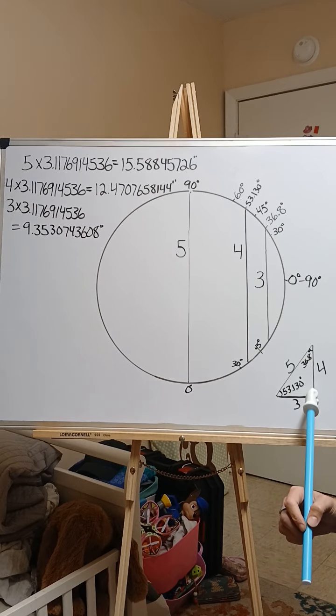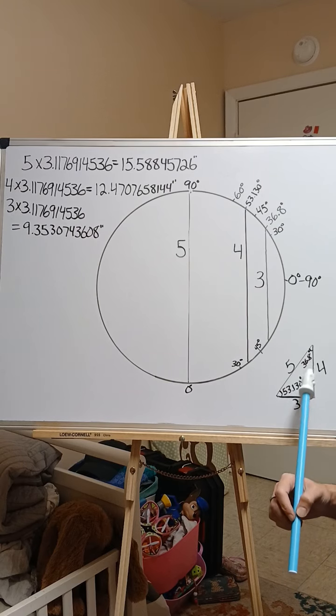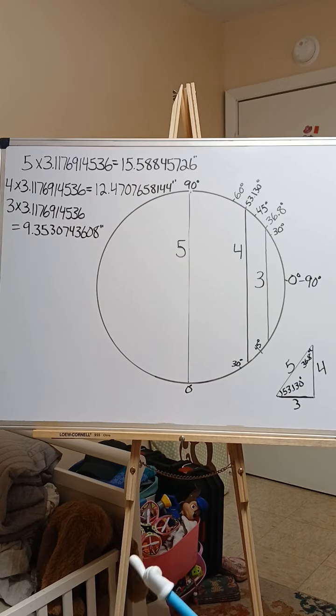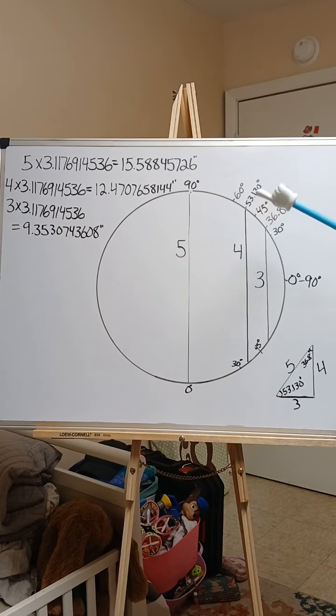know one of them is 90 down here, but the other two is 53.130 degrees, and the other angle is 36.8 degrees. Now the circle is symmetrical and it mirrors itself. And if we have a 5-inch diameter circle, if you go up to 36.8 degrees, which is this angle, it will be 3 inches tall. And then if you go up to 53.130 degrees, you'll find that this circle is 4 inches tall.